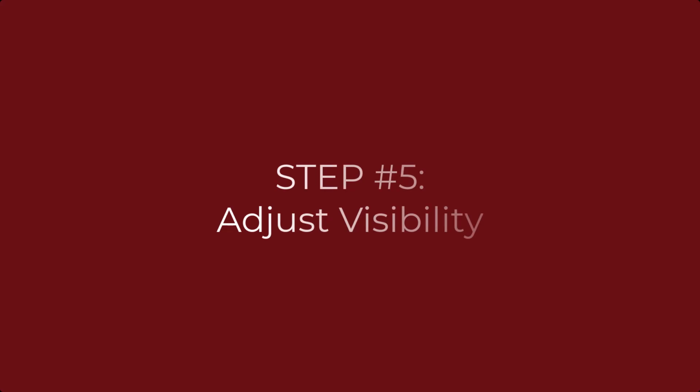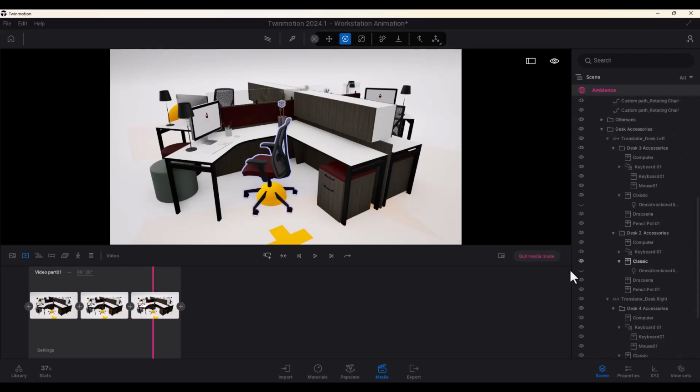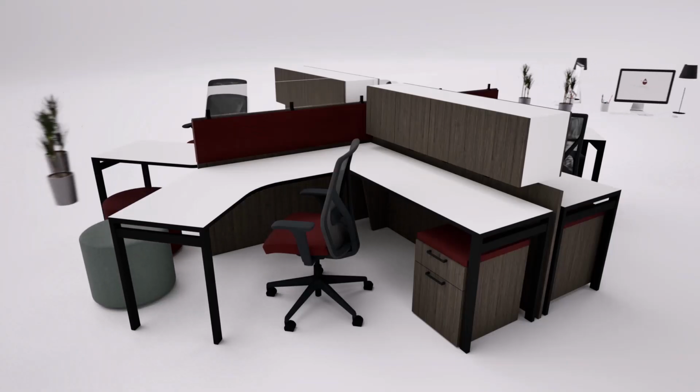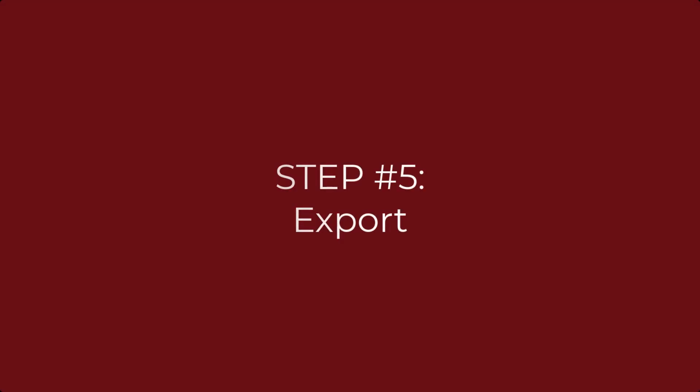Now let's see why it was important to organize our scene graph. When you are editing your video, you can adjust the visibility of certain items in different frames. I want my task lights to flow in and then turn on. So I've hidden my Omni light in my first 2 frames. But in this last frame, I'm going to change the visibility to turn the light on. How fun is that? Okay, last step.